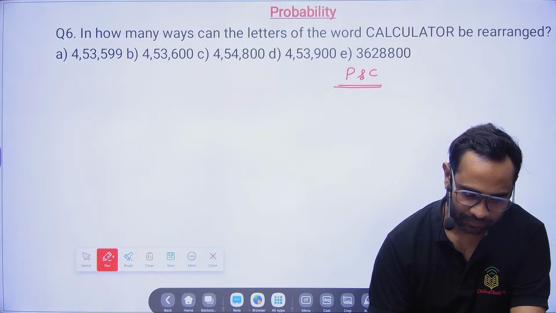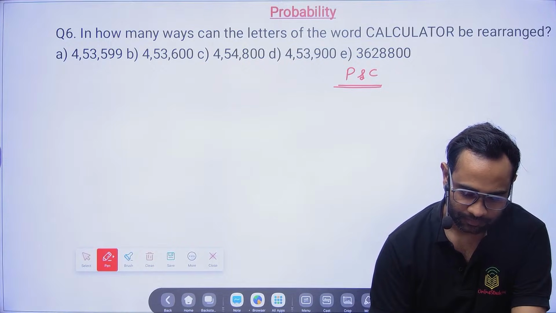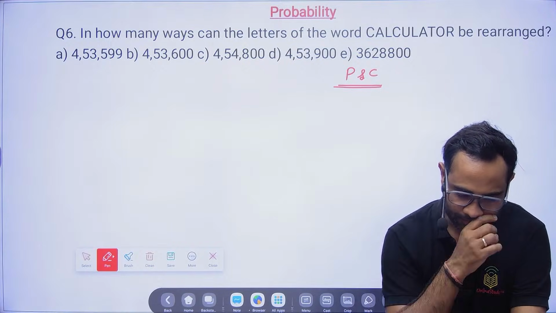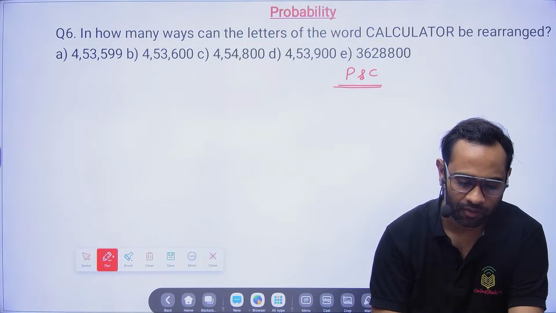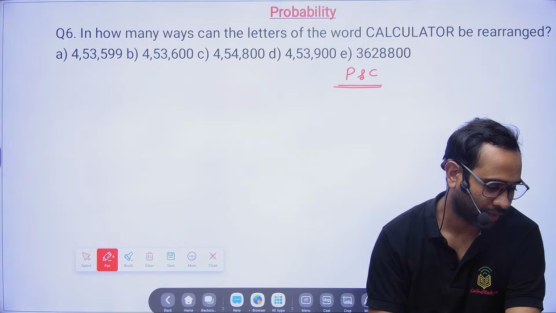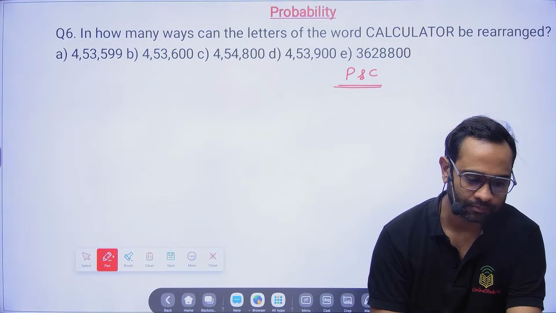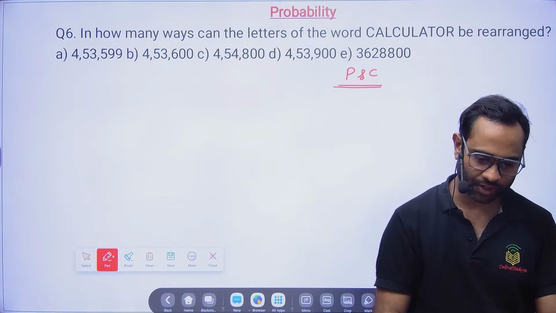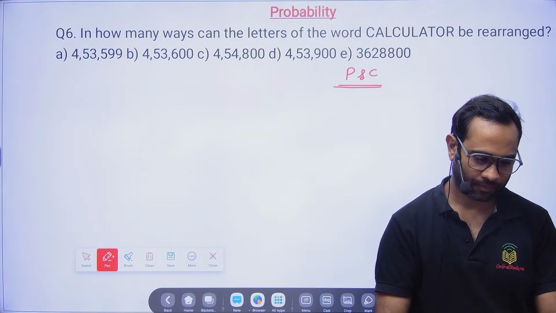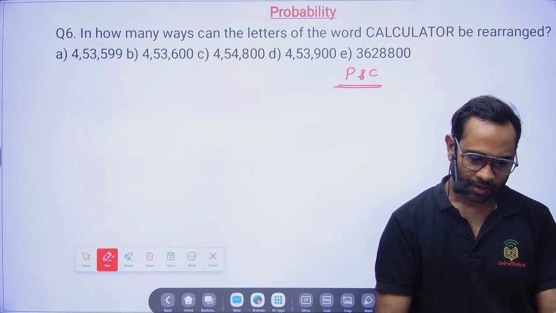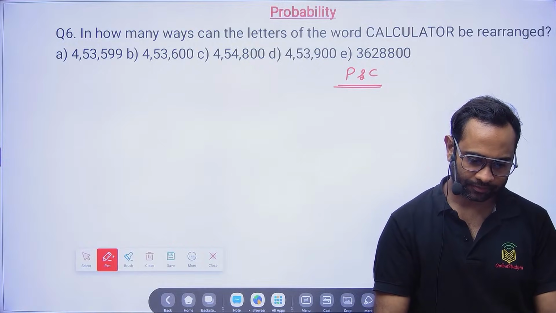Okay, please. Done. Sir, confidence नहीं आ रहा है. Confidence will come, dude. Don't worry. Okay, so the confidence will come. Please solve this question quickly. Okay, is it done?